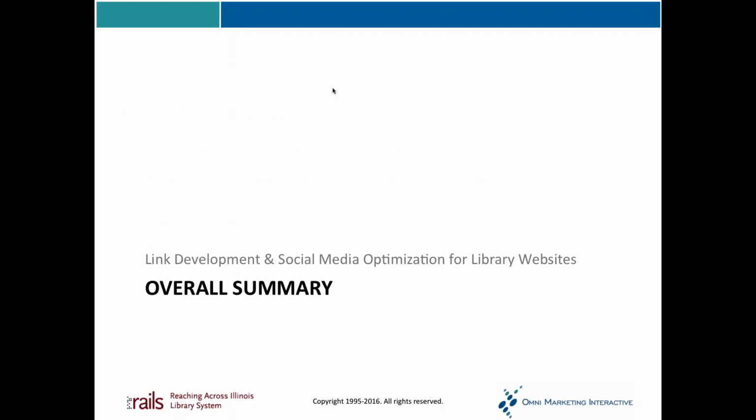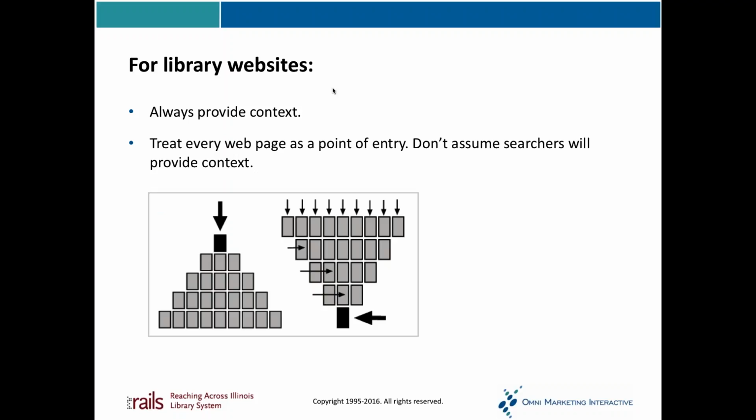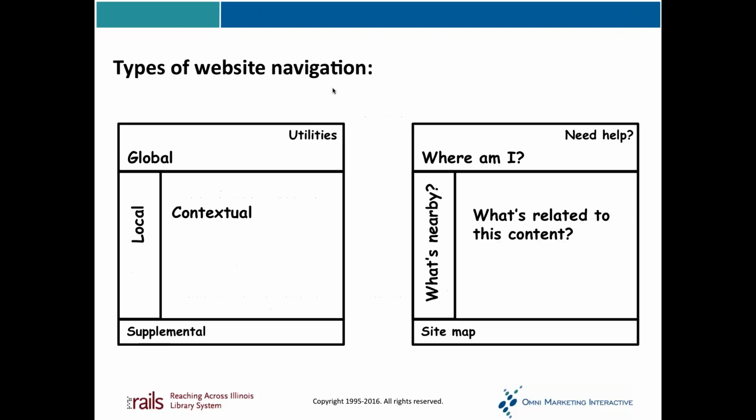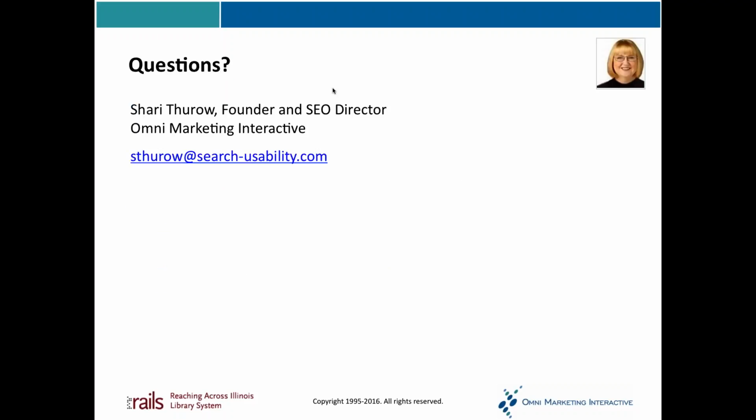And what I did for the overall summary: what to remember about keywords and labels, library websites, architecture and navigation, searcher goals, and link development. So this is what I want you to know about SEO. I know it's a lot, but once you get in the habit of doing all this, it becomes a habit, and then this ongoing process seems less and less challenging.